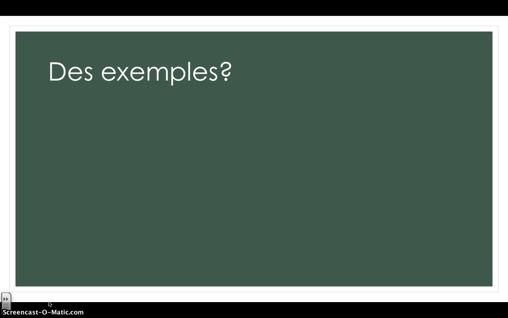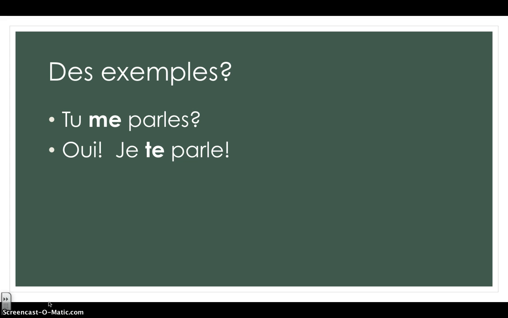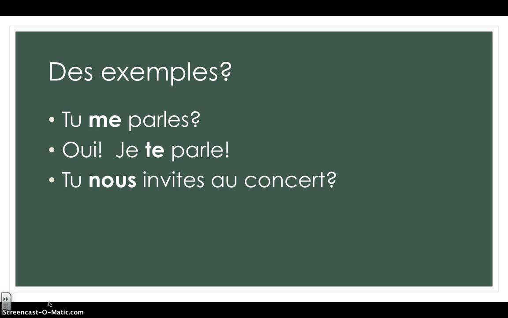Well, madame, des exemples. Tu me parles? Are you talking to me? Oui, je te parle. I'm talking to you. Tu nous invites au concert? Are you inviting us to the concert? Oui, je vous invite. All right, these words over here are me, te, nous, and vous. These are your object pronouns. All right, they are receiving the action. You are talking to me. I'm receiving the action. Ba-bam.